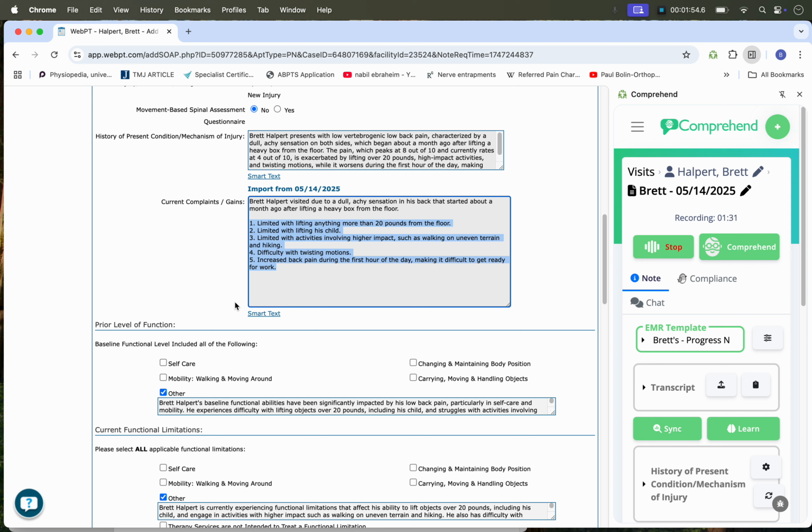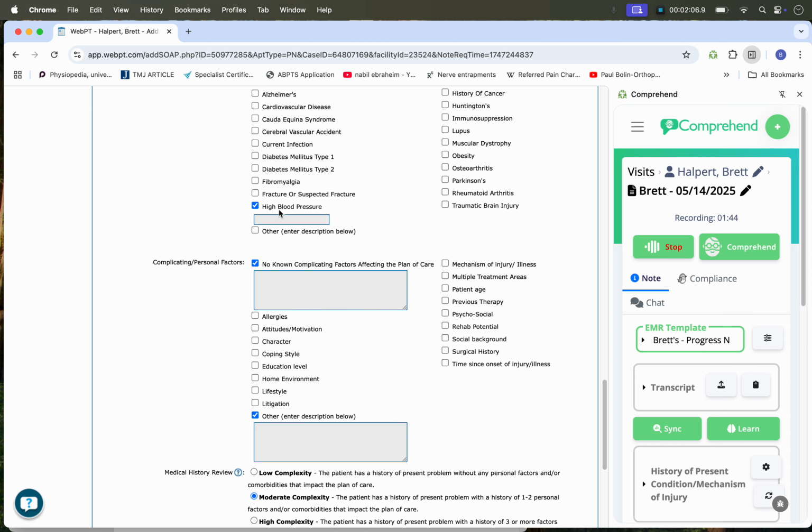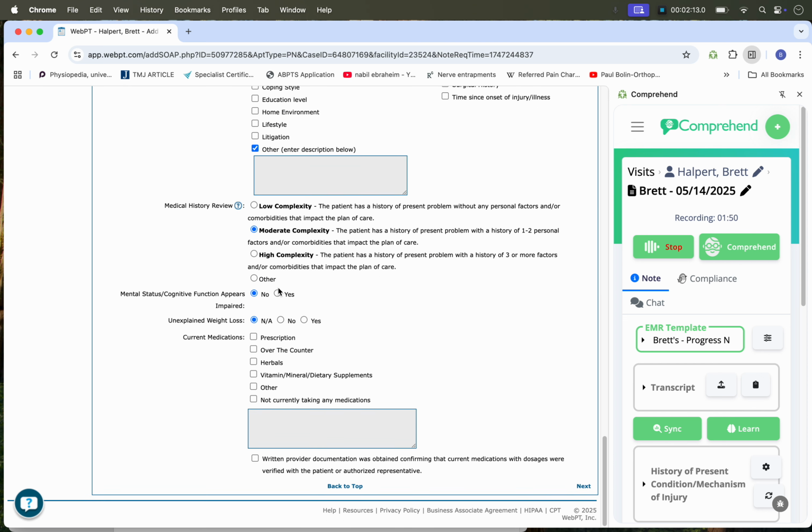Initially, when Brett started physical therapy, he had increased pain the first hour of the day. Now the pain lasts about 30 minutes in the morning. This still interferes with Brett's ability to get ready for work. Medical history is relevant for high blood pressure. There's no other complicating factors that might affect the plan of care.